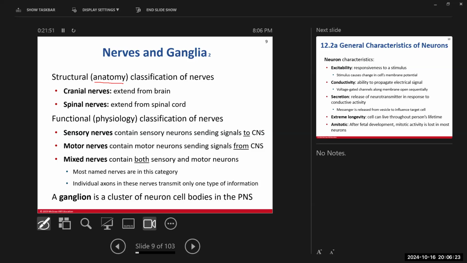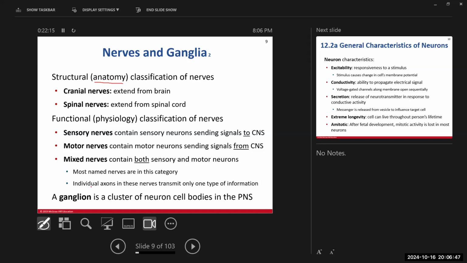So if you think of sensory and motor nerves as just one-way streets, the nerve signals only go in one direction on both of those types of nerves. If you're sensory, you go from the receptor to the brain or spinal cord. And if you're motor, you go from the brain or spinal cord out to the effectors, one way. Mixed nerves, two-way highway. You go both ways there.